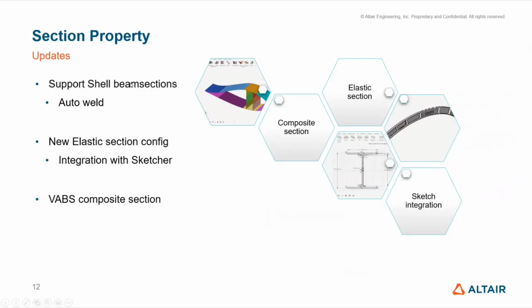Now we have support for the shell beam section. Previously, it was only a generic section generated with auto weld. The main point I will describe now is this new elastic section configuration and its integration with the sketcher from Inspire Sketcher, which is now integrated in HyperWorks, and also the support of a composite section compliant with VAPS.